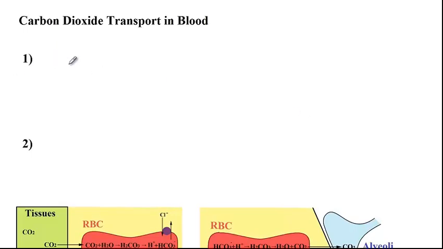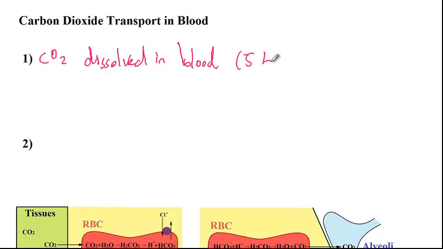The first one, similar to oxygen as we just discussed, CO2 can get dissolved in blood. And this contributes to about 5% of total blood CO2 content that is being transported by the blood. The second mechanism is carbon dioxide bound as carbonate.